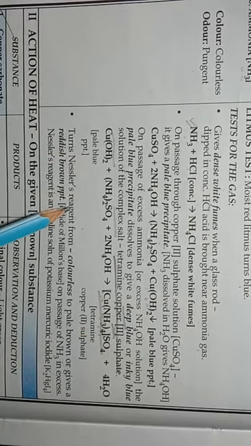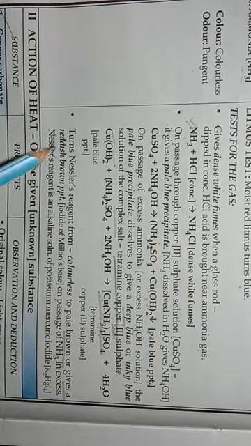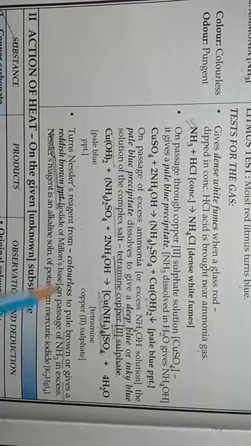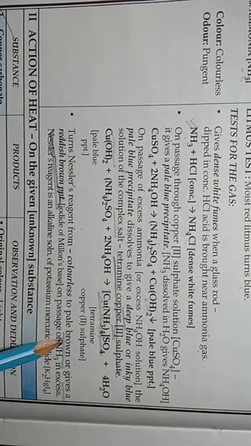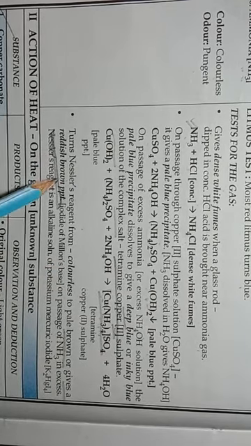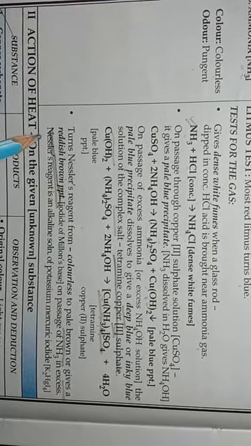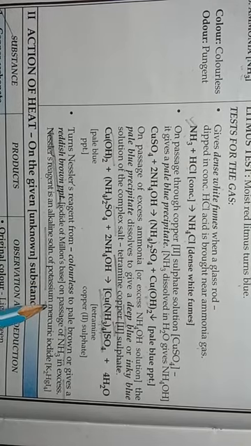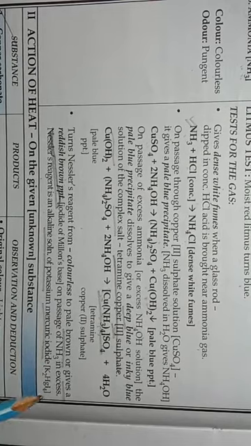It turns Nessler's reagent from colorless to pale brown, or gives a reddish brown PPT. So this is the Nessler's reagent test of ammonia gas. Nessler's reagent changes from colorless to pale brown or a reddish brown PPT. Okay students, Nessler's reagent is an alkaline solution of potassium mercuric iodide, K2HgI4.